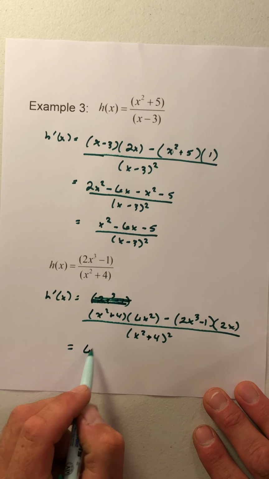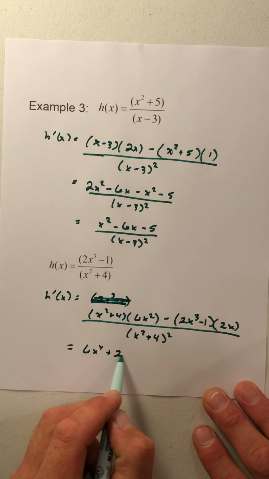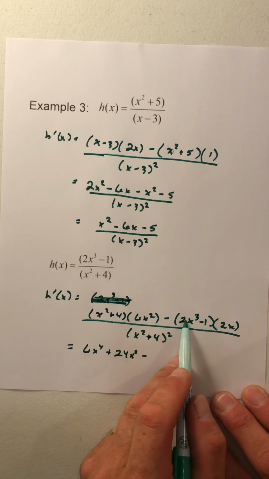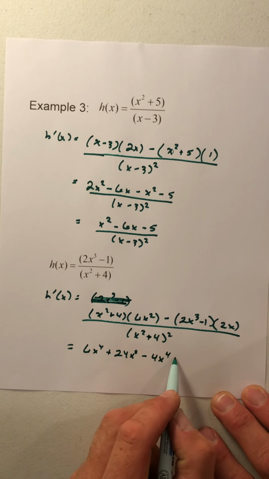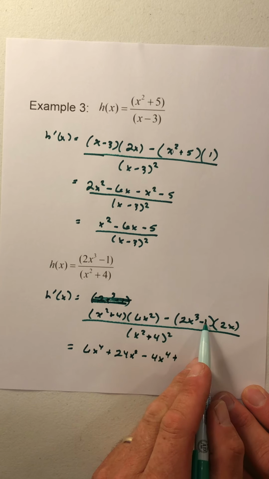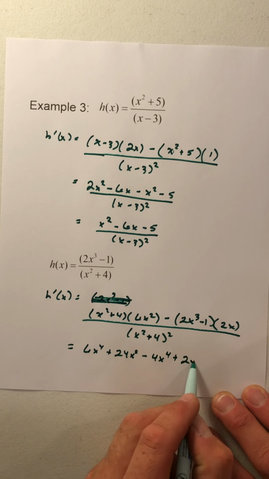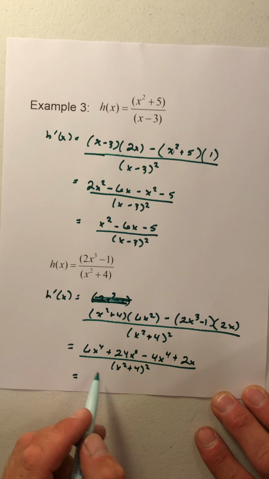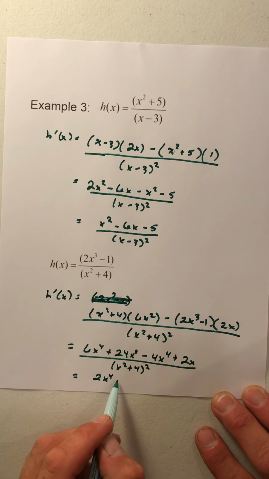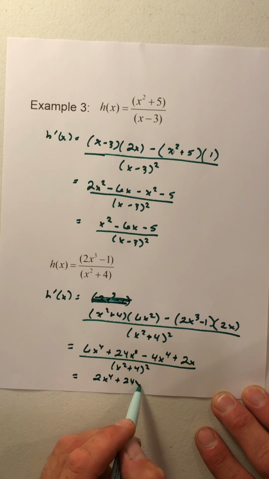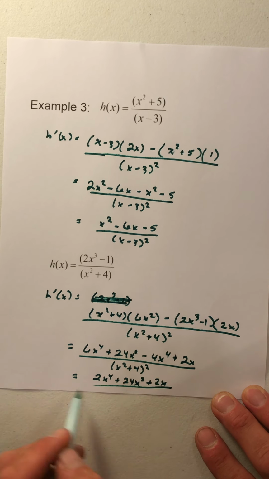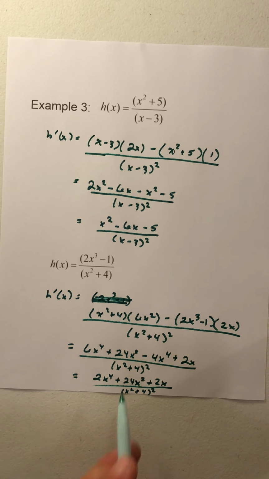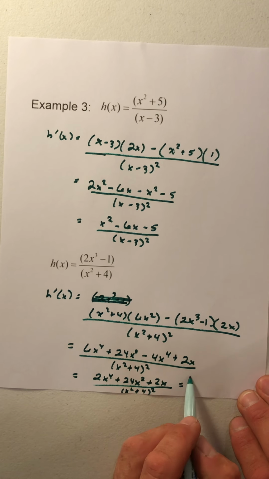Multiply your 6x squared through, we get 6x to the fourth plus 24x squared minus, remember, multiply the negative through and the 2x, so we get a negative 4x to the fourth. This time we're going to plus, negative times a negative 1 is positive 1 times 2x gives us a 2x. And that's over x squared plus 4 to the second. Cleaning that up, we get 2x to the fourth plus 24x squared plus 2x divided by x squared plus 4 squared. If you want, you could take out a 2x there.